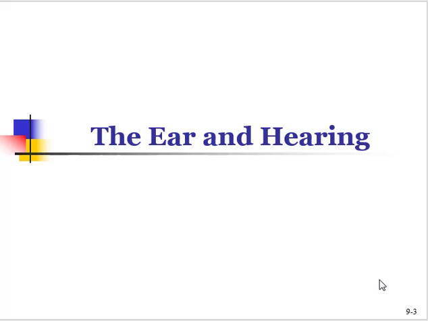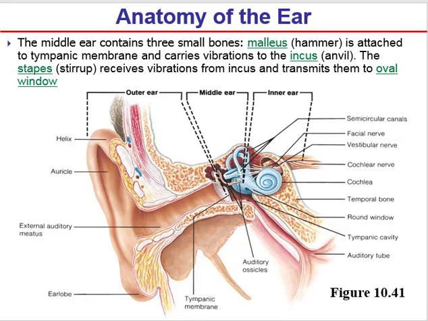I want to finish up the sensory organs, the sense of hearing, the sense of taste, and the sense of smell. So let's talk about these structures first for the ear and talk about how sound is perceived. The ear is not just for hearing, there are also structures that give us our sense of balance. Let's go ahead and look at those now.